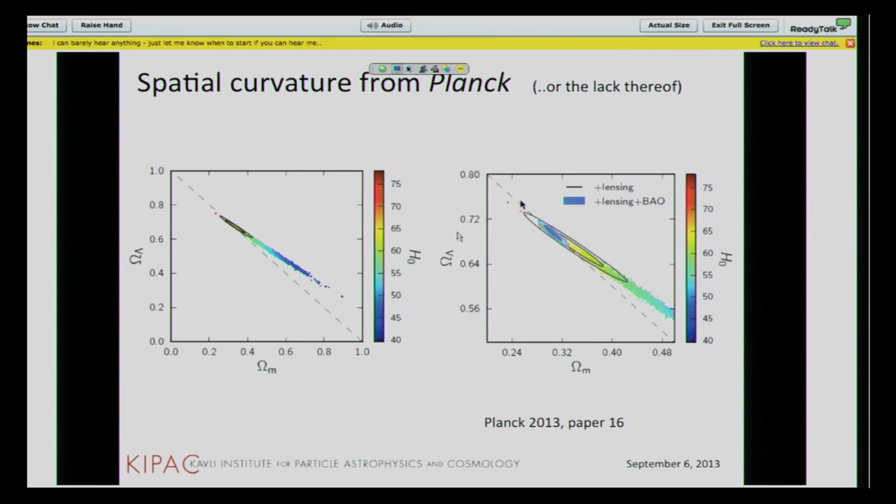And that constraint is very much tightened, as is shown in the right panel of this plot, when you include the BAO data, the large scale structure. So again, another expectation from something like inflation is this flatness, and it's quite well constrained now just by the CMB alone.